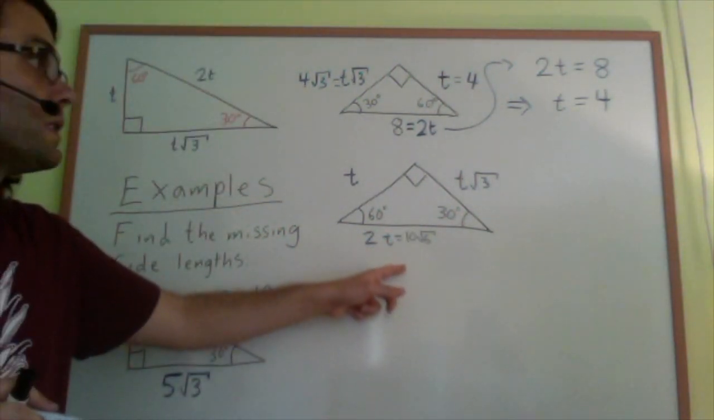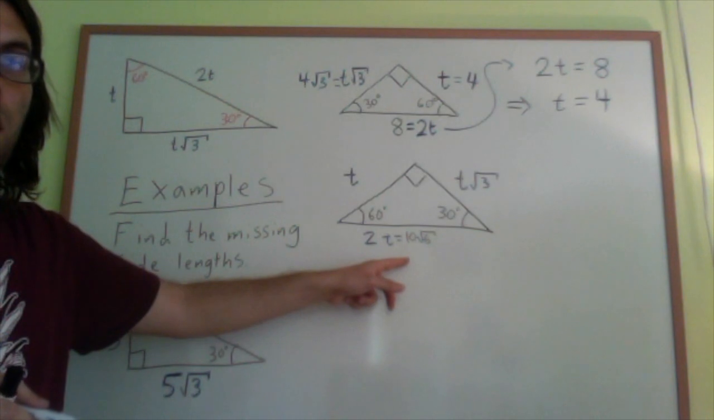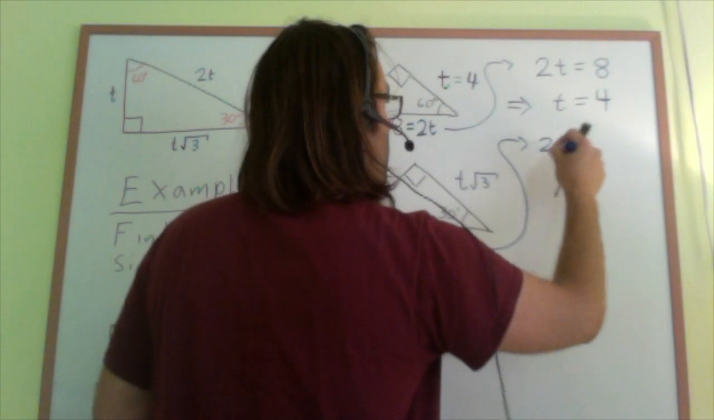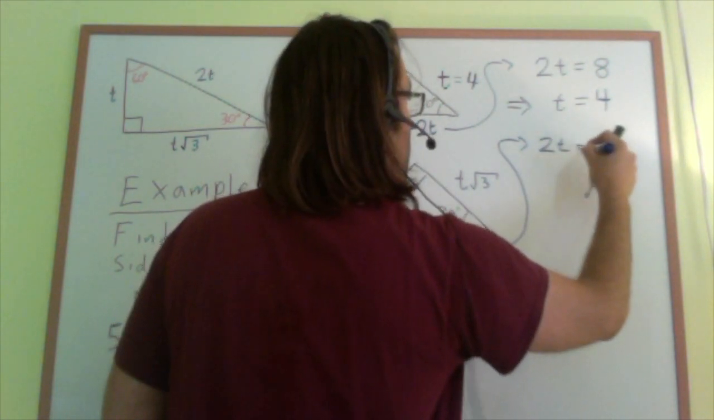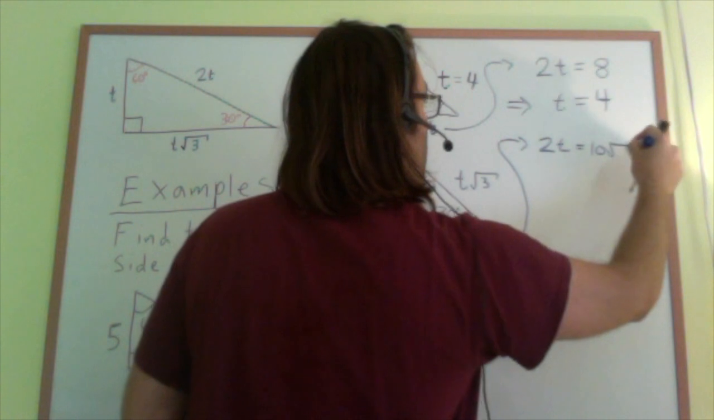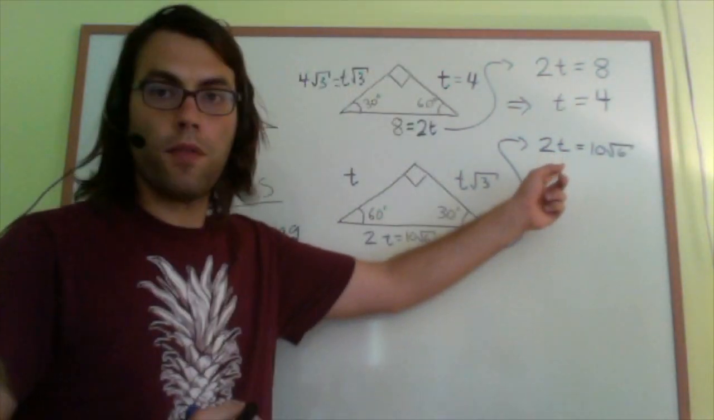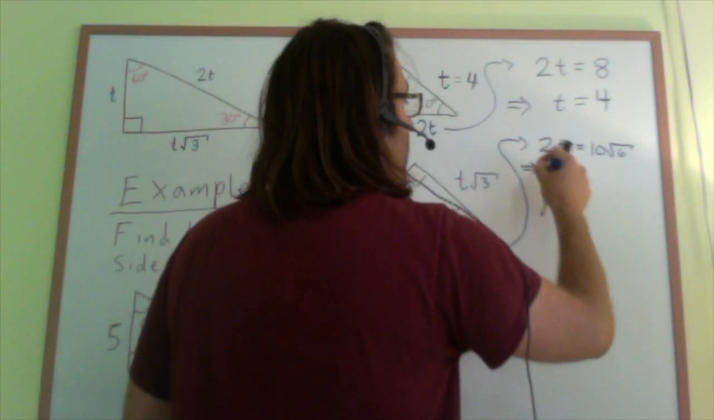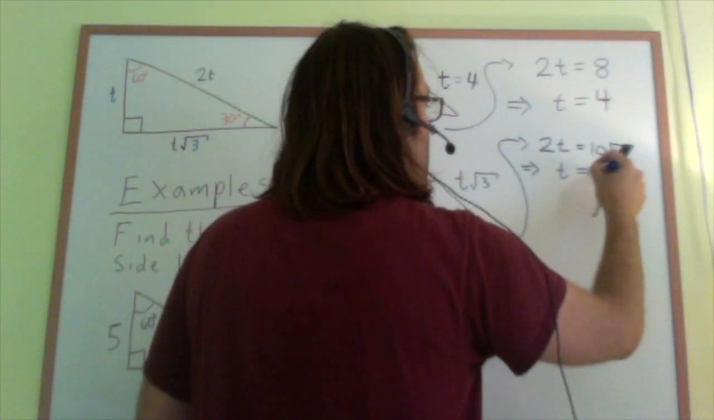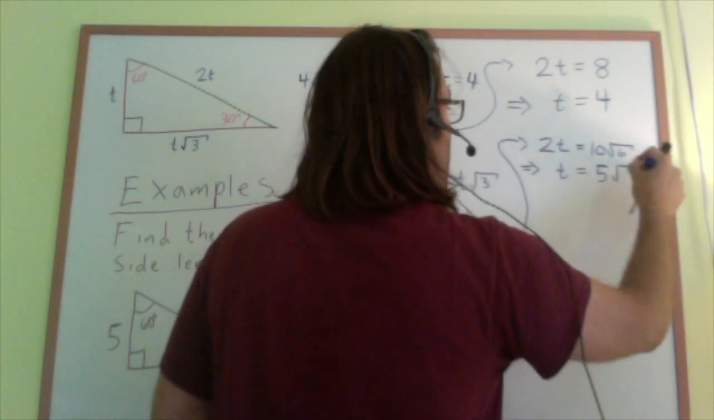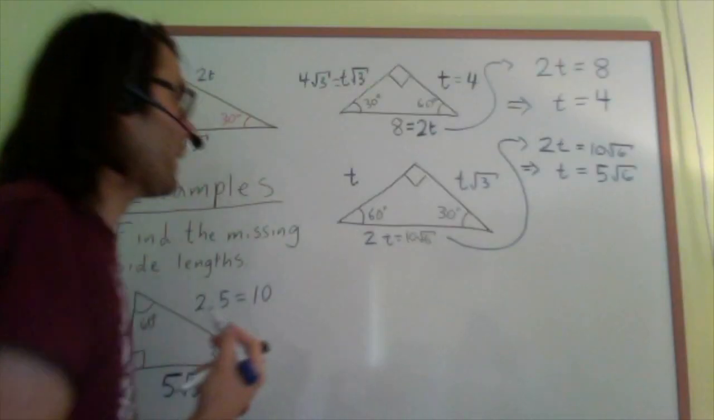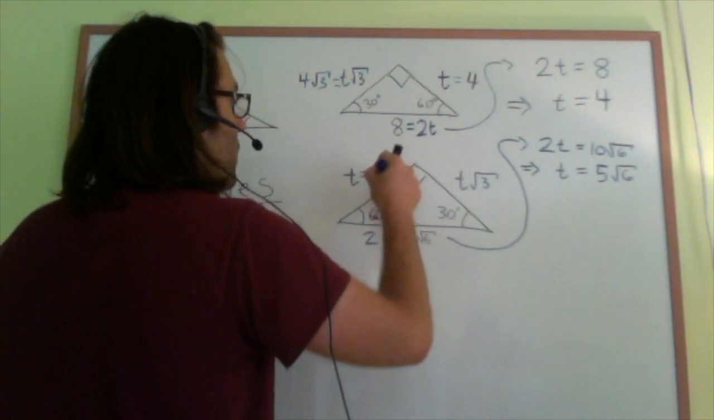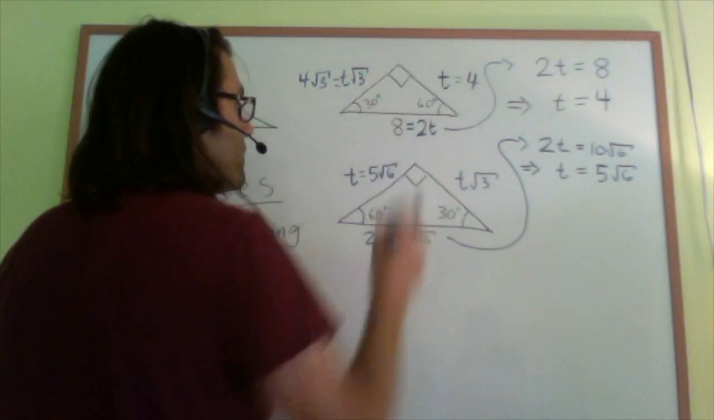So let's go ahead and solve this guy for t. We have 2t equal to 10 root 6, and we go ahead and solve this by dividing both sides by 2, and that implies t would have to be 5 root 6. Okay, so that means that this here would be 5 root 6.